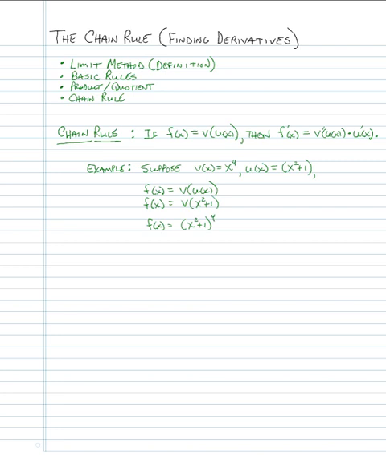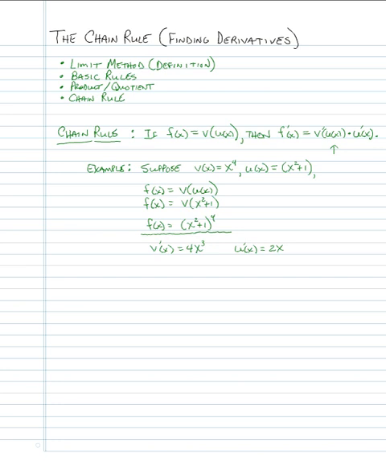Now the chain rule tells us how to find the derivative. And to find the derivative, we need several pieces here. We need to know the derivative of v, and we need to know the derivative of u. Well, if we look above, v prime of x is certainly just 4 times x cubed. And u prime of x, of course, is the derivative of x squared plus 1, which is just 2x.